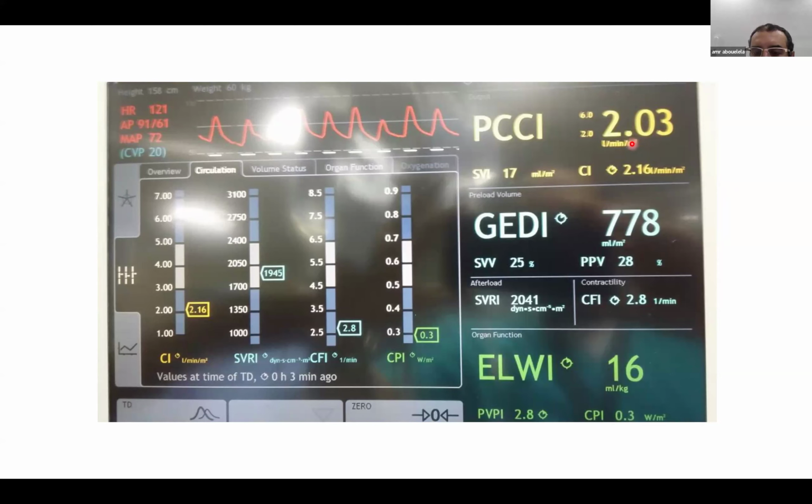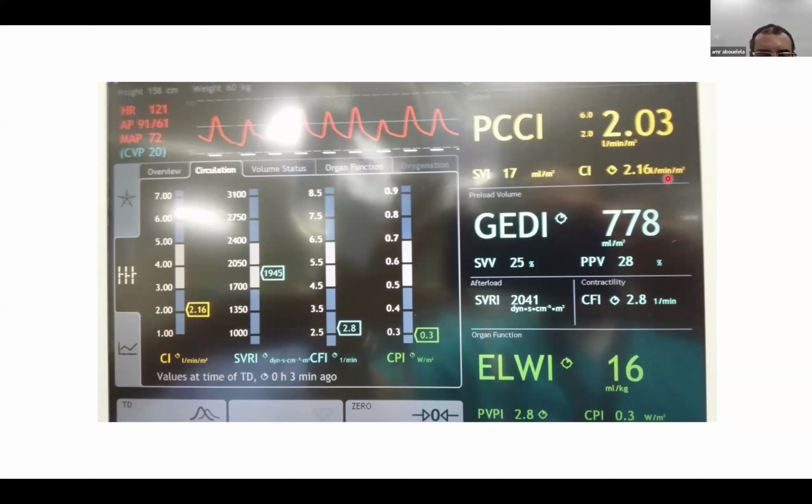So if you compare here between the PC, pulse contour cardiac index, and the cardiac index here with the watch sign or the clock sign, you will find some difference, because this is the one with the thermodilution, and this is the one with the pulse contour. During calibration, we are expecting almost the same number. But after 1-2 hours from calibration, maybe the patient condition has changed, and you should follow the dynamic one, which is the PCCI and not the CI.